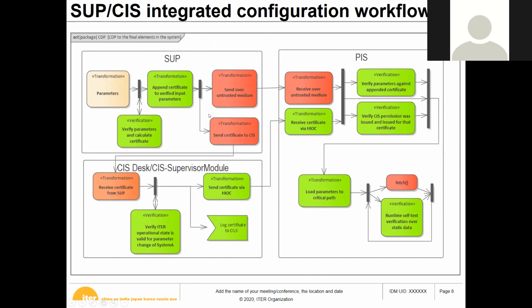SOUP will digitally sign its outputs and send the digital outputs to the CIS. If the plant can be modified at that point in time, the CIS will relay the digital signature to the PIS, telling it to disable the protection function and to expect a new parameter set. This action is confirmed to SOUP and to the PIS, prompting SOUP to send its main configuration parameter set to the plant. And the plant will then check the parameters against the digital signature, which it receives through the CIS. And if it's correct, it will apply it into the critical path.